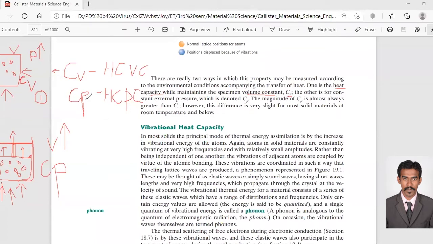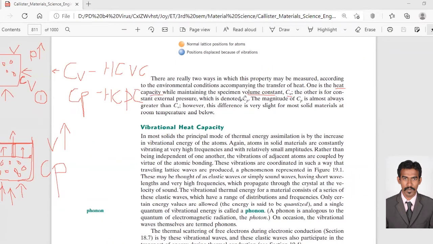So when the volume is constant, pressure will increase. When the pressure is constant, volume will be increased. This is like a vice versa formula. If you want to keep one constant, the other one anyhow should be increased. So if you keep the pressure constant, volume is increasing. If you keep the volume constant, then pressure is increasing. So one is constant pressure heat capacity, and the other one is constant volume heat capacity.